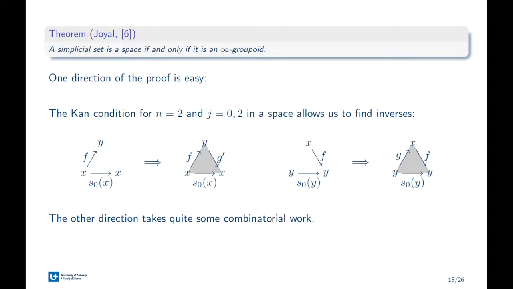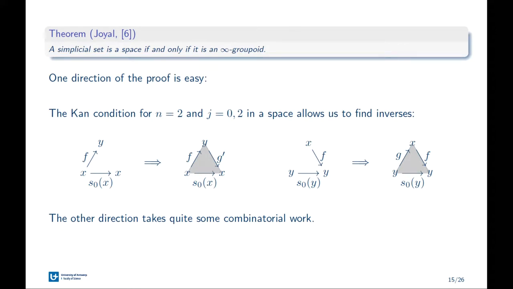And then with this 2 simplex, I get this G prime for free. This is a morphism going in the opposite direction. And this 2 simplex precisely expresses that the composition of F and G prime is the identity. And similarly, I can fill in this other horn, giving me this morphism G, which also precisely expresses that this is a left inverse of F.